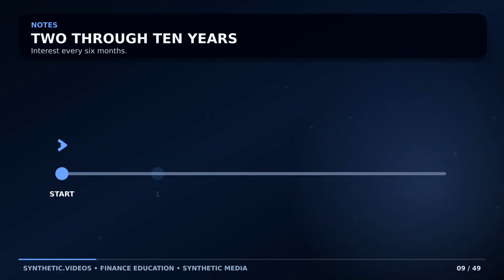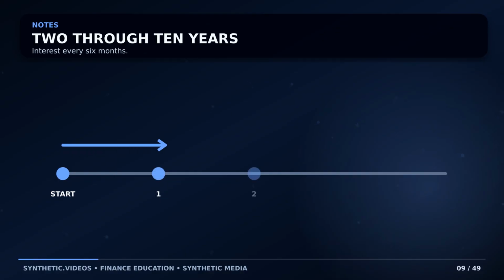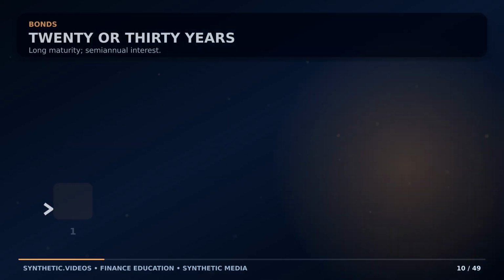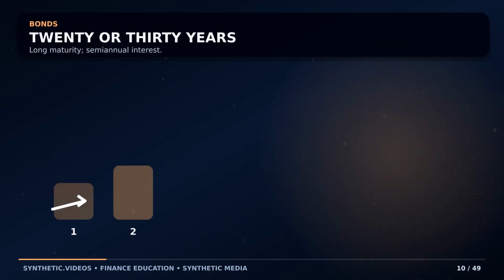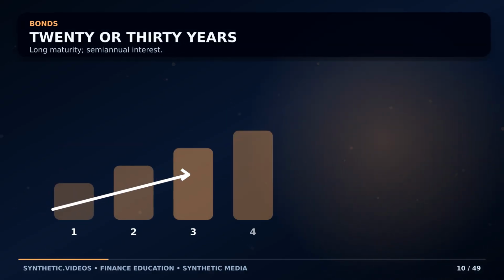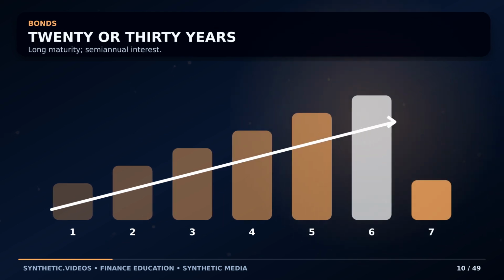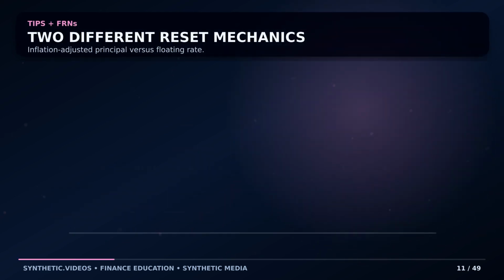TIPS come in 5, 10, and 30-year terms. Their principal adjusts with inflation or deflation, and interest is calculated on that adjusted principal. FRNs mature in 2 years. Their interest rate resets using the latest 13-week bill auction rate plus a spread fixed when the FRN is first issued.